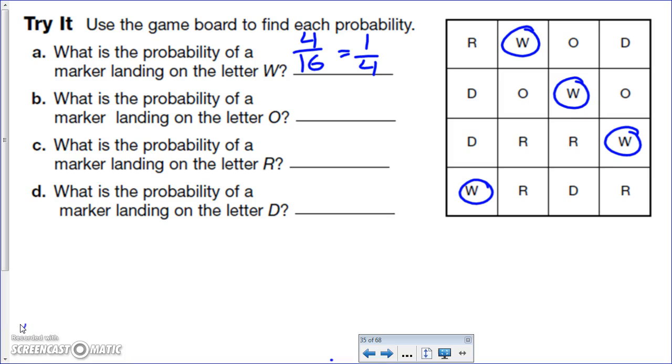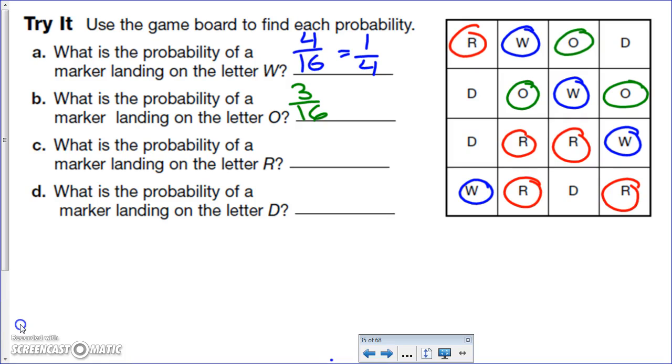Second, for B, what is the probability of a marker landing on the letter O? So if we look, there are 3 O's. So the probability of a marker landing on an O is 3/16. For C, what is the probability of a marker landing on the letter R? In this case, if we look, there are 5 R's. So the probability is 5/16.